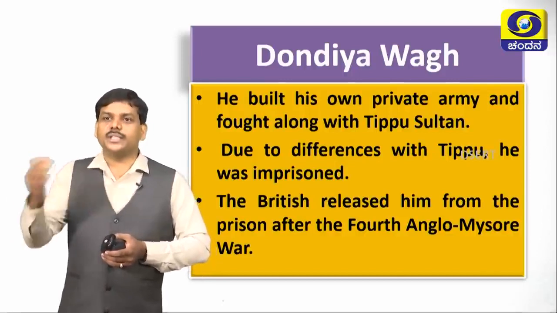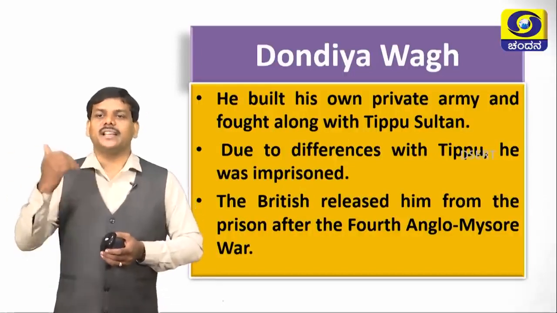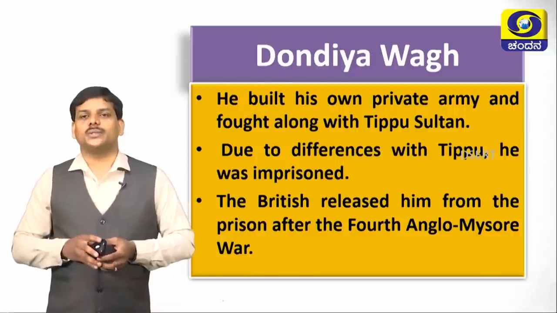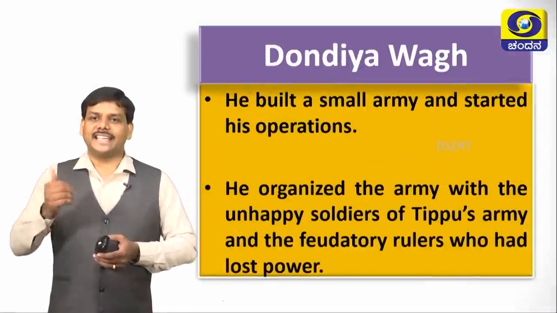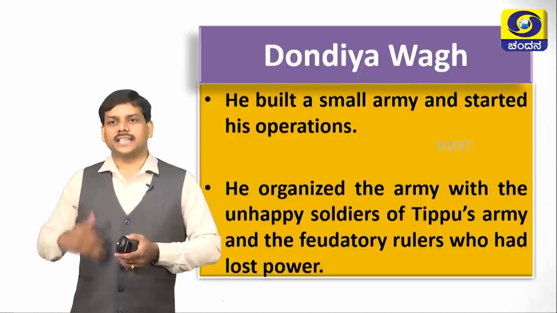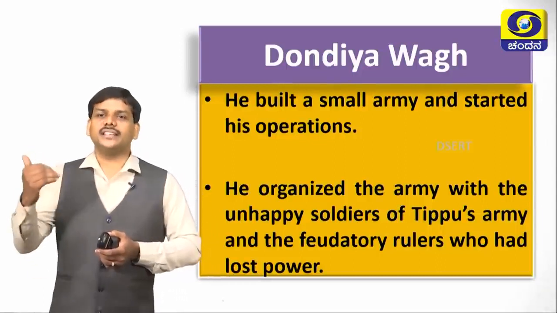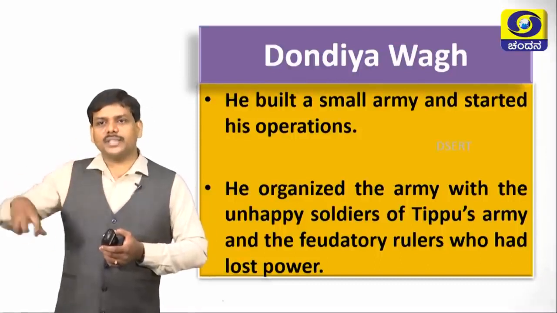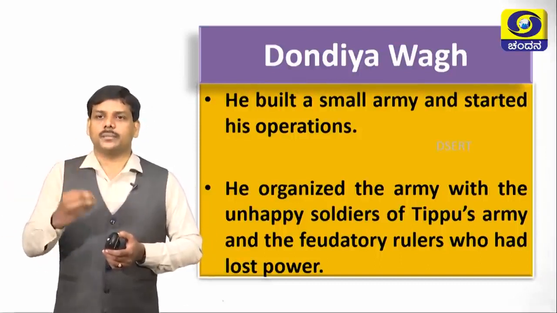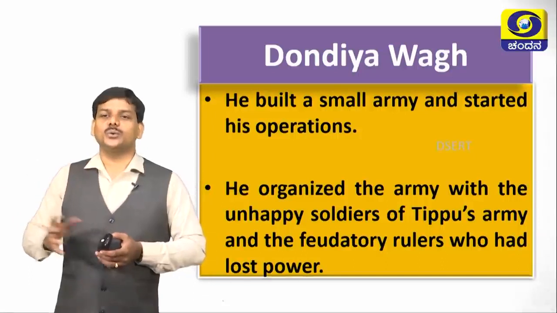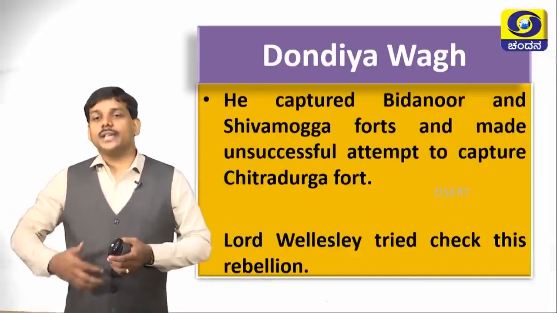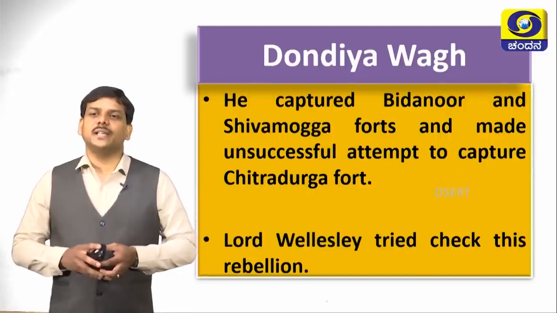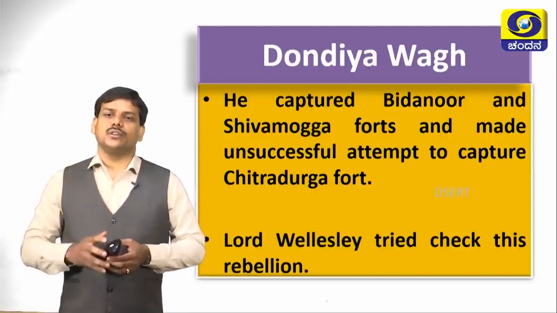Due to difference with Tipu, he was imprisoned. The British released him from the prison after the Fourth Anglo-Mysore War in the year 1799. After the release, he built a small army, started his operations against the British. He organized the army with the unhappy soldiers of Tipu's army and the feudatory rulers who had lost power. Dondiyavag captured Bidanur and Shivamogga forts and made unsuccessful attempt to capture Chitradurga fort.